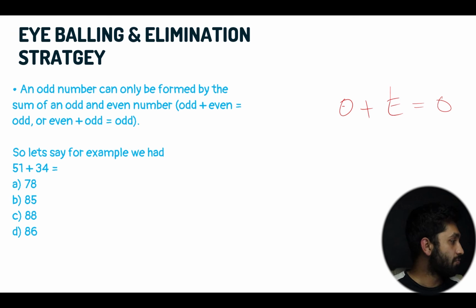So 51 plus 34, obviously you are expecting an odd answer. So you eliminate A because it's 78, that's even. You eliminate C because that's even, and D as well. And then as a result, you're left with B, which is 85.